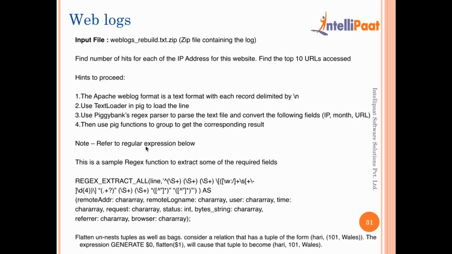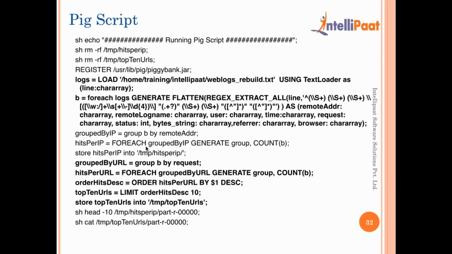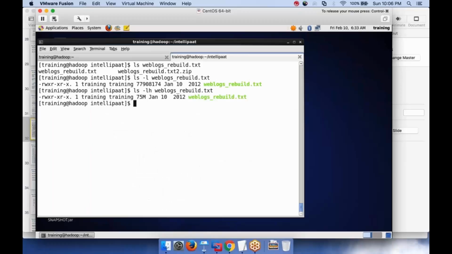I'll first show the file, how it is there. So the log file is weblogs_rebuild.zip. Okay, so this is the zip file we have. I have unzipped this file, and when I unzipped it I got this file. The size of the file is 75 MB, but you can take large data also.